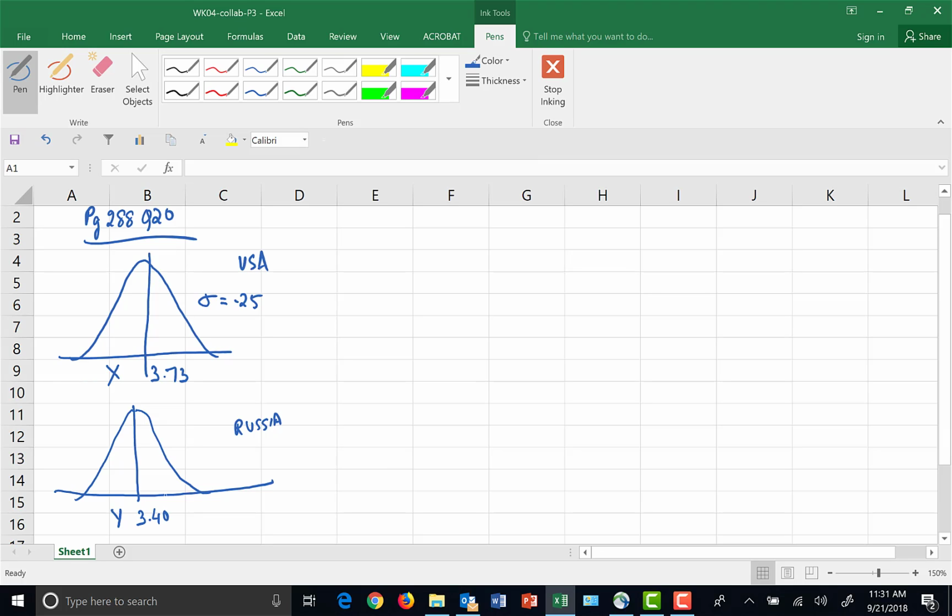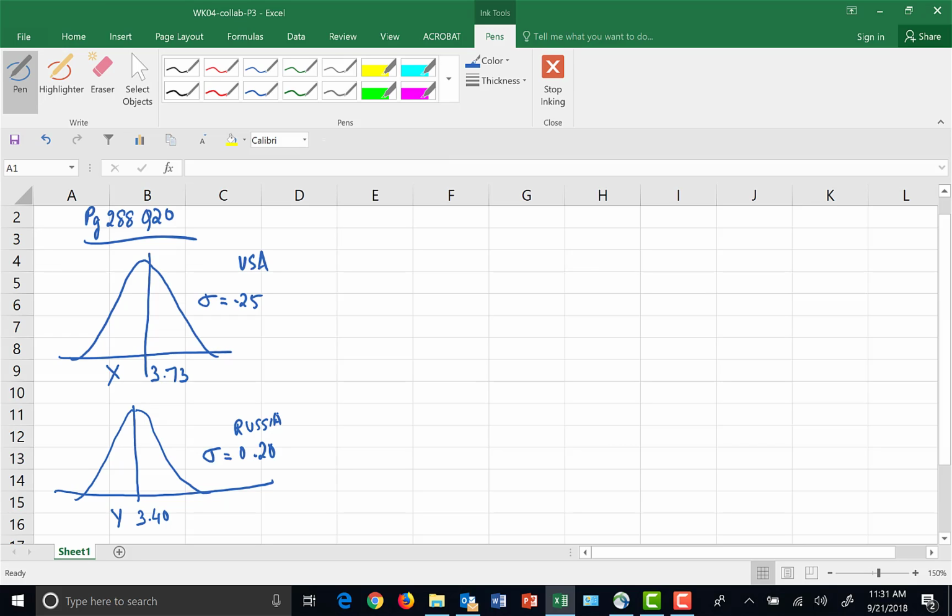That's why notice I drew the lower bell a little bit to the left of the upper one. The average is $3.40. It's a little bit less than that in the US. And I tried, my art is not so good, but I tried to draw the lower bell to be a little bit narrower than the top one, because it tells me in the narrative that the standard deviation of gas prices in Russia is 20 cents. Okay, so that's roughly what these two bell-shaped curves look like.